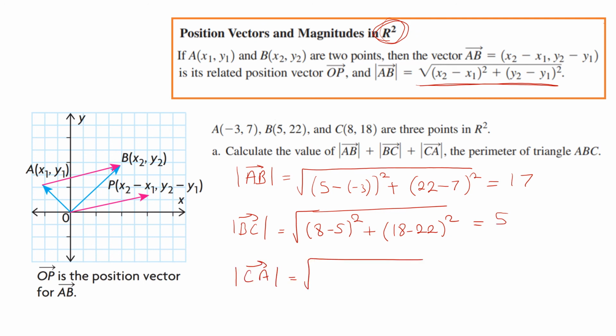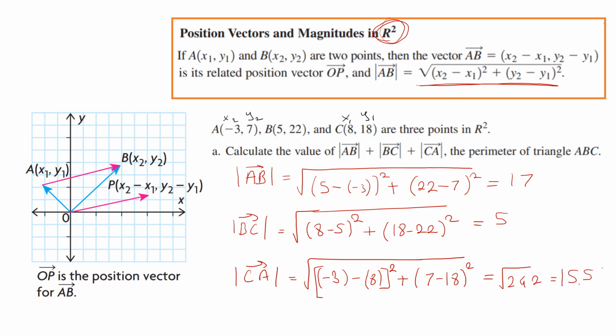So I'm going to pass on to CA. Now, like I said, the first letter is going to be x1 and y1, and the second letter is going to be my x2, y2 over here. When I do that, I get a value of root 242, and if you put that into your calculator, I get 15.56. Now, if I want to find the perimeter of the triangle, all I need to do is add the values I found together. So the perimeter is just going to be, when I add them all together, a value of 37.56. So that's it.